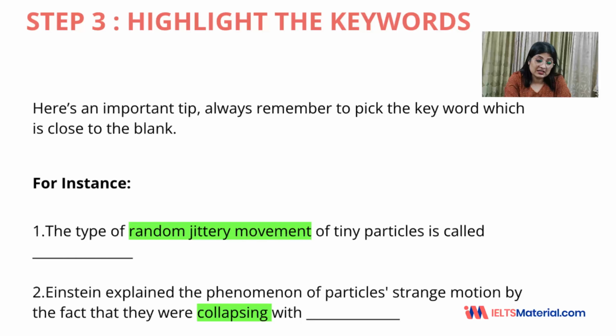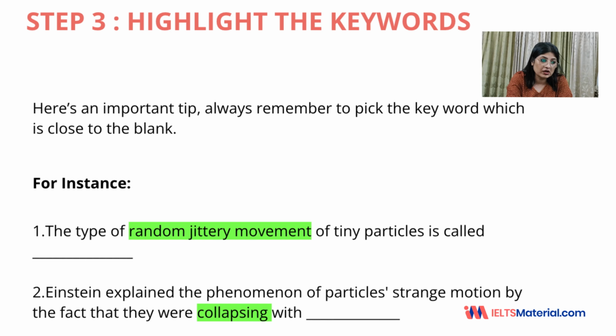Here is an important tip. Always remember to pick the keyword which is closest to the blank. For example, tiny particles. So you are actually looking out for the keywords which describe the tiny particles. So the phrase out here is random jittery movement of tiny particles.